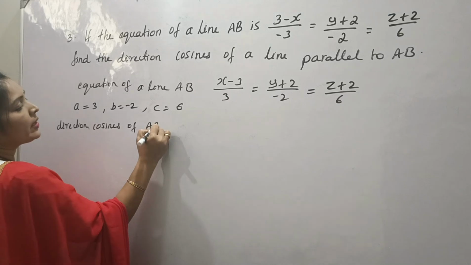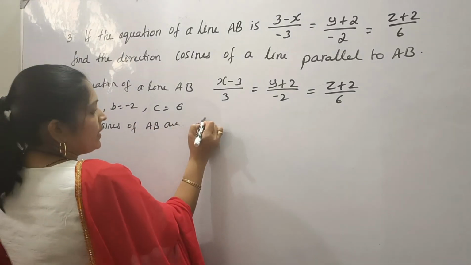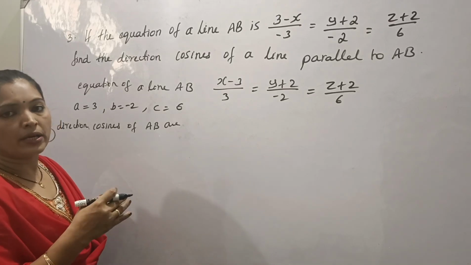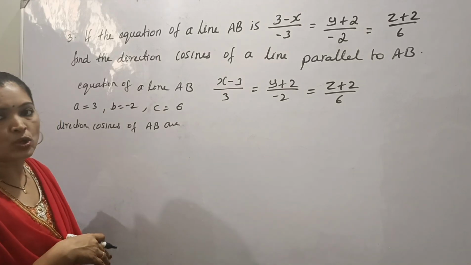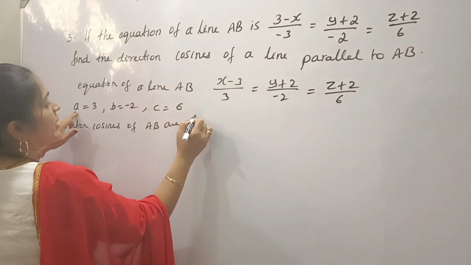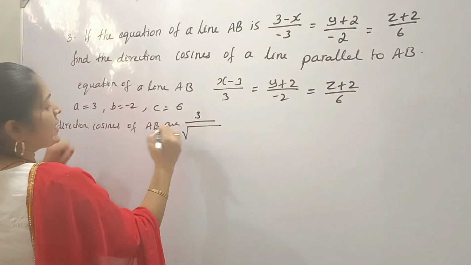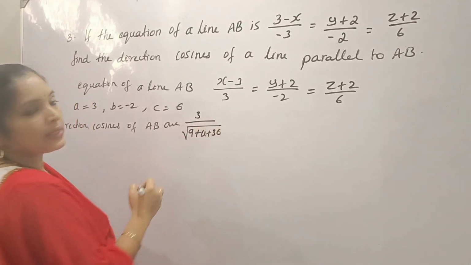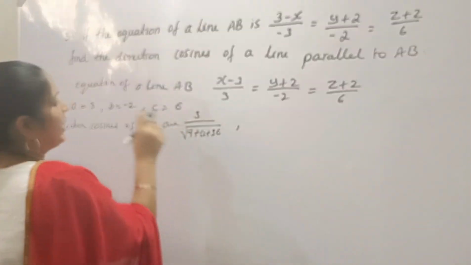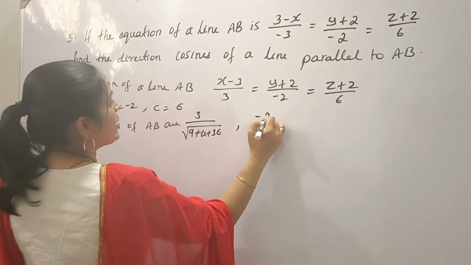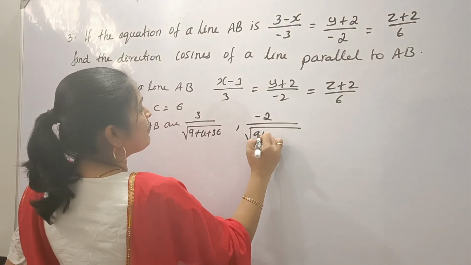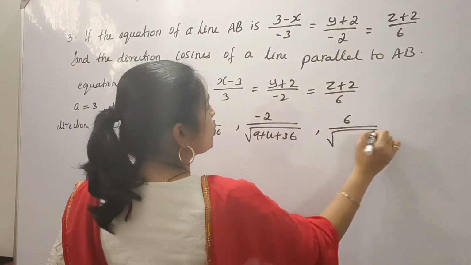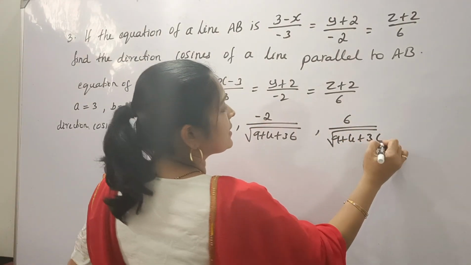of AB are A divided by root of A square plus B square plus C square. Right? That is the relationship between direction ratios and direction cosines. Right? So A divided by root of A square 9 plus B square 4 plus C square 36. And B divided by, that is minus 2 divided by root of 9 plus 4 plus 36. And C, 6 divided by root of 9 plus 4 plus 36.